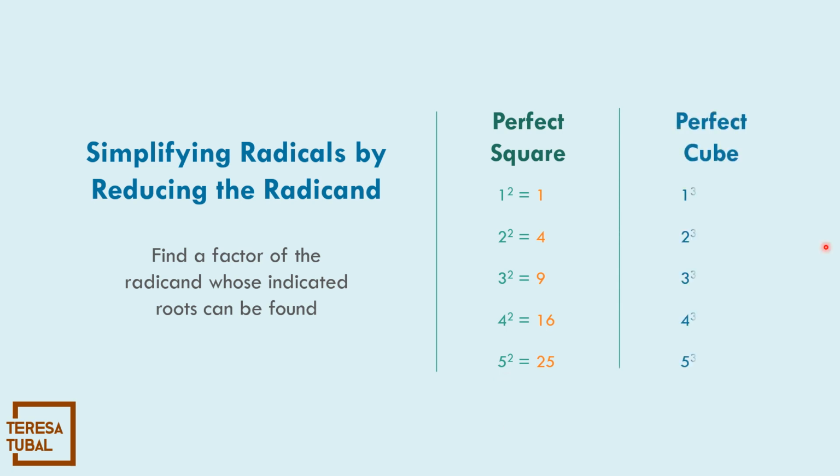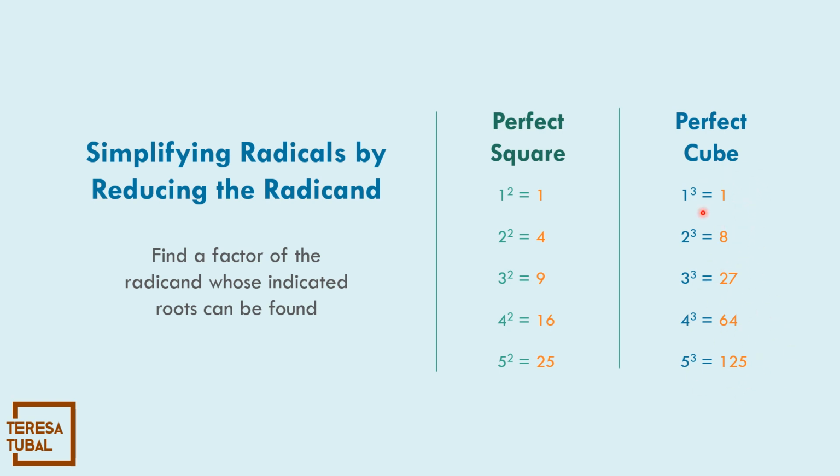How about the perfect cubes? So 1 cube, that is 1 times 1 times 1, that is equal to 1. 2 cube, that is 2 times 2 times 2, that is equal to 8. 3 cube, that is 3 times 3 times 3, that is equal to 27. 4 cube, that is 4 times 4 times 4, the answer is equal to 64. 5 cube, that is 5 times 5 times 5, the answer is 125. So these are the perfect cubes.